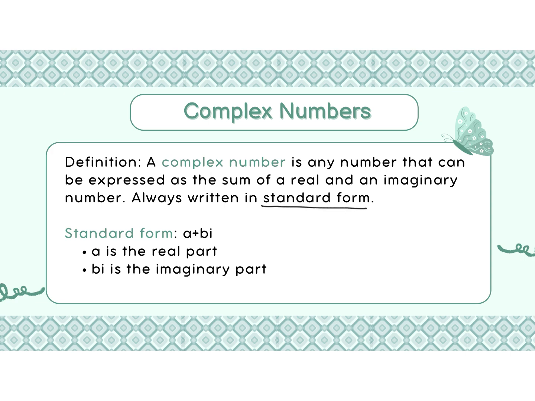Standard form of a complex number is a plus bi, where a is the real part and bi is the imaginary part. For example, 5 plus 2i is a complex number in standard form. I have a real, and then I have an imaginary part. However, something like 2i plus 5 is a complex number, but it's not in standard form, because I have imaginary plus the real. So I always want it as the real plus the imaginary.